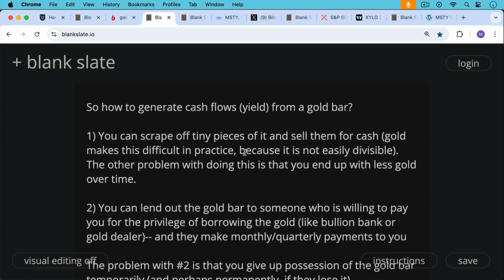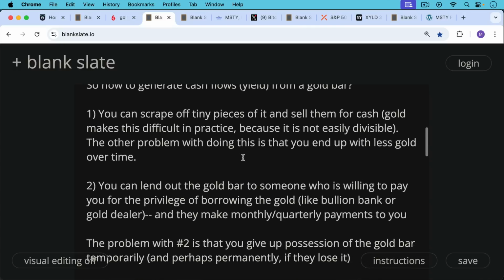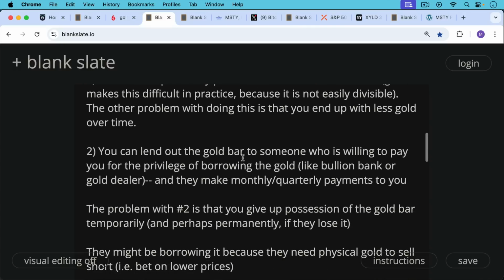Number two, you can lend out the gold bar to someone who's willing to pay you for the privilege of borrowing the gold, like a bullion bank or a gold dealer, for example, and then they make monthly or quarterly payments to you in exchange for your letting them hold your gold. The problem with this option is that you give up possession of the gold bar temporarily, and so it's no longer a bearer asset, and then you may be ending up giving it up permanently if they lose the gold bar.